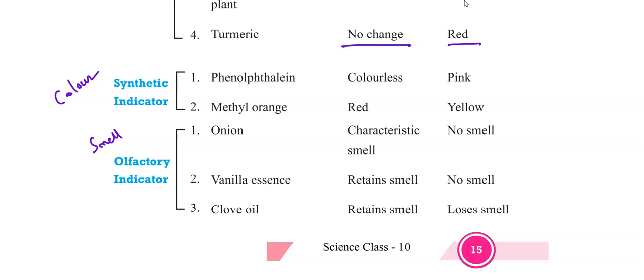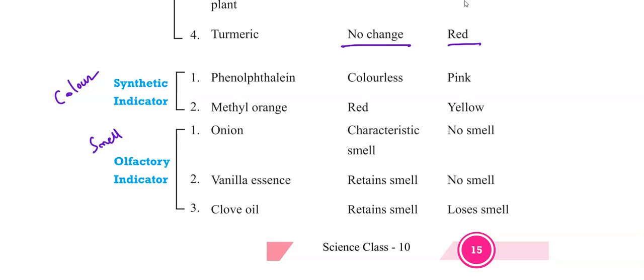Now olfactory indicators, for example onion. Characteristic smell, as you have seen the smell of the onion. Sometimes you may get a cry also, right? You may cry while you are peeling the onion. That kind of smell we call a characteristic smell.